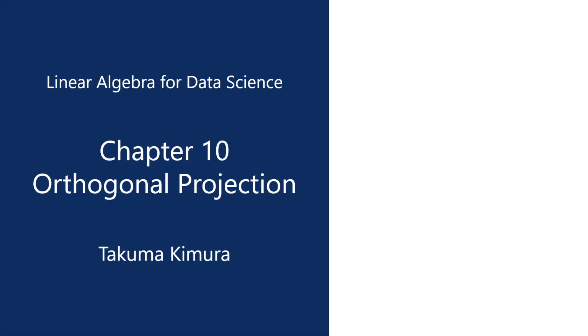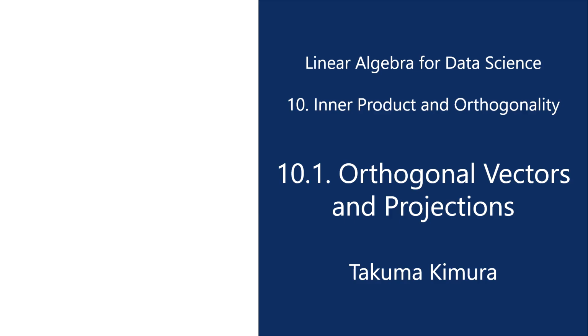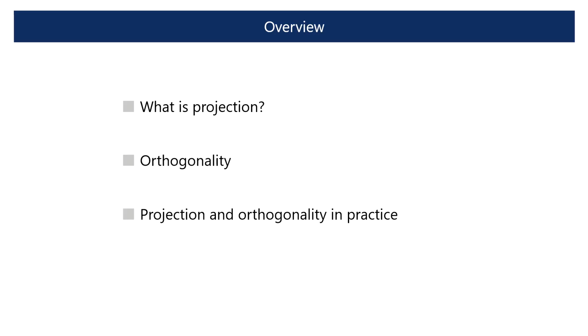Chapter 10. Orthogonal Projection. Section 1. Orthogonal Vectors and Projections. This section covers what is projection, the concept of orthogonality and why it is important in understanding projection, how we can apply projection and the concept of orthogonality to data science.